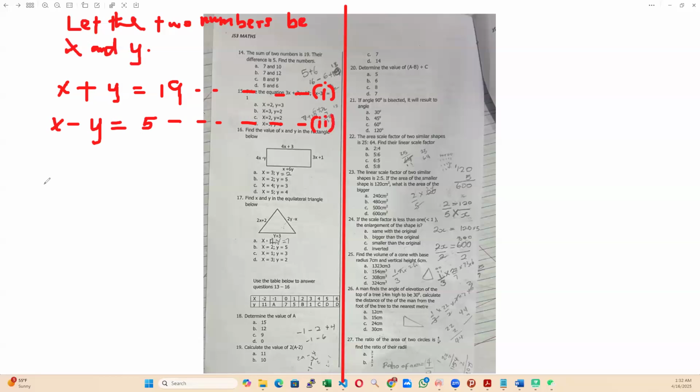All right, so now we're going to use the elimination method again, applying the elimination method.